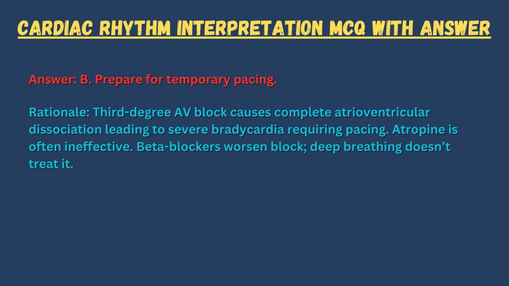Answer: B. Prepare for temporary pacing. Rationale: third-degree AV block causes complete atrioventricular dissociation, leading to severe bradycardia requiring pacing. Atropine is often ineffective. Beta blockers worsen block. Deep breathing doesn't treat it.